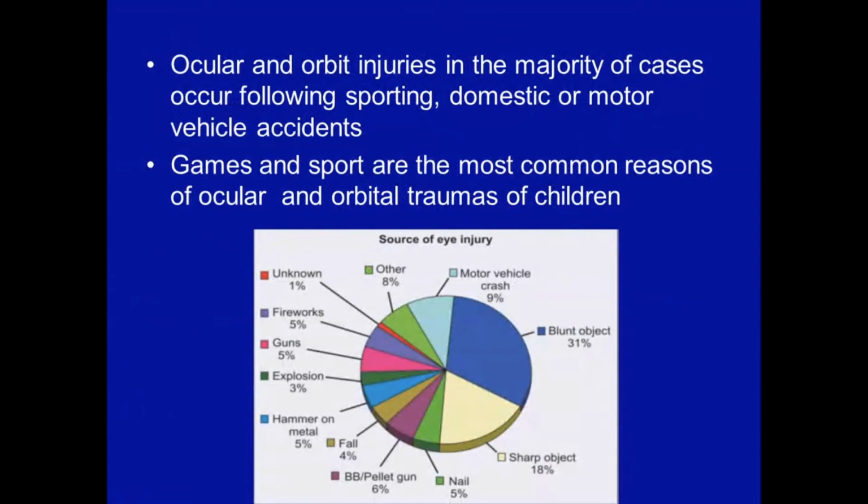Ocular and orbit injuries in the majority of cases occur following sporting, domestic, or motor vehicle accidents. Games and sport are the most common reason of ocular and orbital trauma in children.